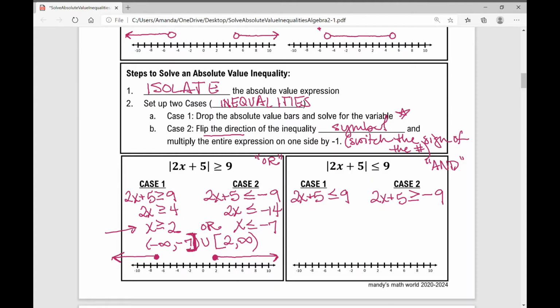Okay, so here's what we've got. Let's solve case 1. I'm going to subtract 5 from both sides, and I get 2x is less than or equal to 4. When I divide both sides by 2, I get x is less than or equal to 2. When I solve case 2, I'm going to subtract 5 from both sides. I get 2x is greater than or equal to -14. When I divide both sides by 2, I get x is greater than or equal to -7. So my solution is x is less than or equal to 2, and x is greater than or equal to -7. You can absolutely write it that way.